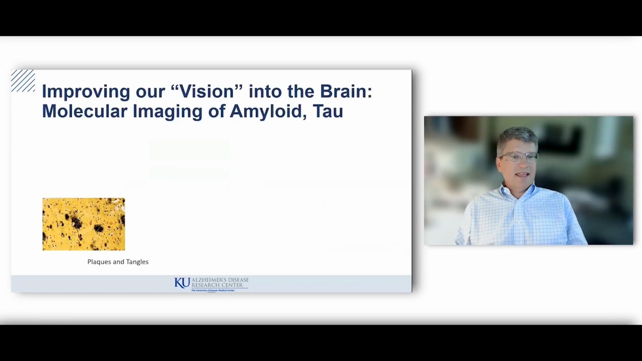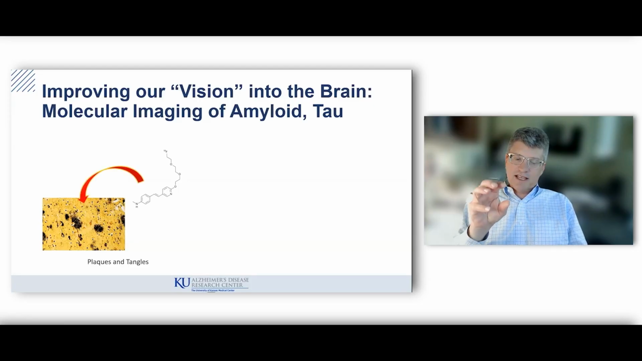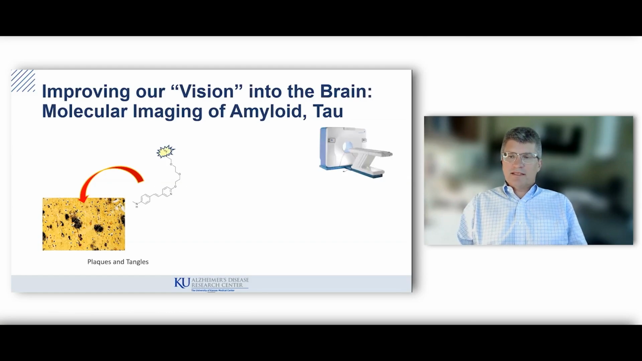Now, over the last decade, we've really been improving our vision into the brain, driven over the last 20 years by advances in molecular imaging, where we're able to inject a radio label into the bloodstream. It crosses the blood-brain barrier, and that label is designed to stick to amyloid or tau and emit a signal, a little radioactive tip that the PET scan picks up.